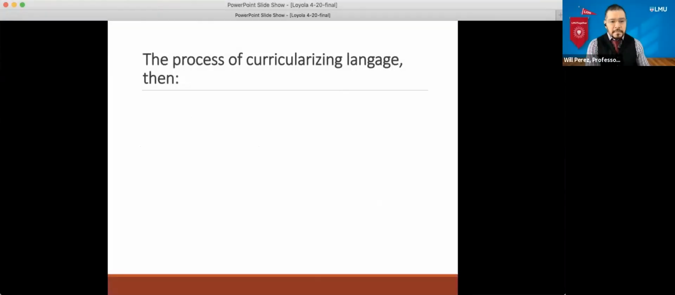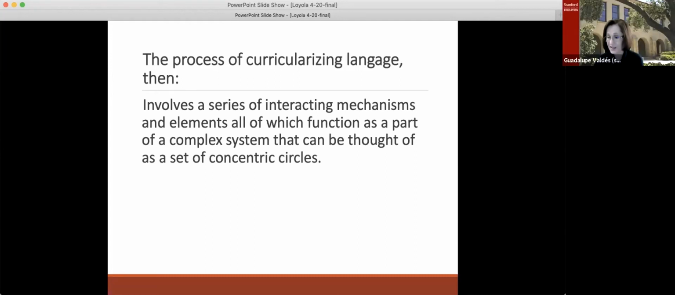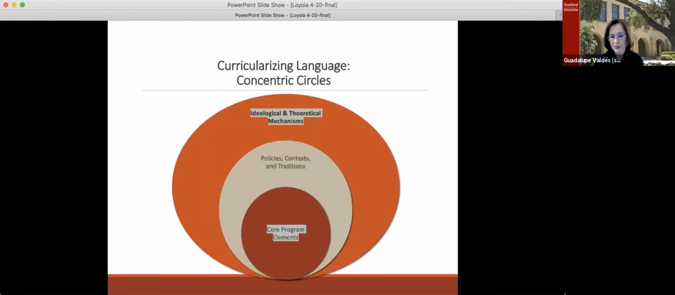So the process of curricularizing language then involves a series of interacting mechanisms, the elements of which can function as part of a complex system that can be thought of as a set of concentric circles. So here's my concentric circles. And as you see, I put at the heart of this the core program elements. This is what we do in our classrooms. But what we do in our classrooms is influenced by policies, conducts, and traditions, and by ideological and theoretical mechanisms.